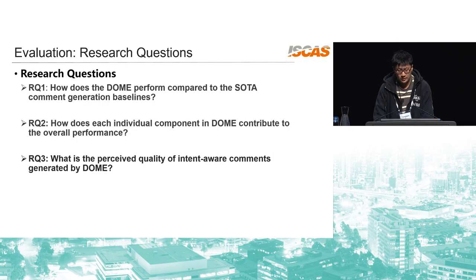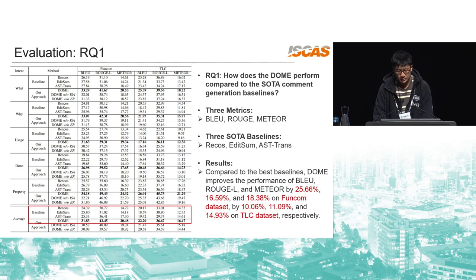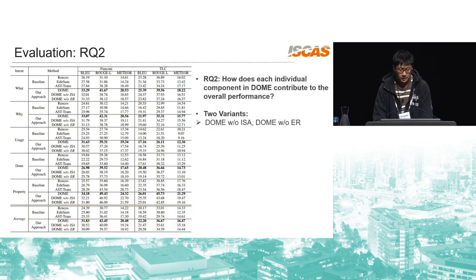In the evaluation, we focus on three research questions. For the first research question, we explore how DOOM performs compared to the SOTA comment generation baselines. We evaluate the performance of different methods using three common metrics, BLEU, ROUGE, and METEOR. The results show that for each intent category, DOOM outperforms the SOTA baselines in terms of three metrics. Compared to the best baselines, DOOM improves the performance of BLEU by 26% and 10% on Funcom and TLC datasets respectively.